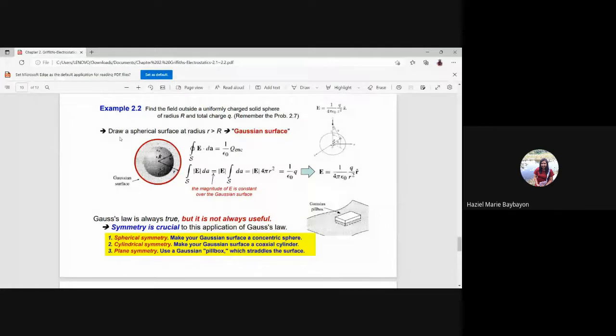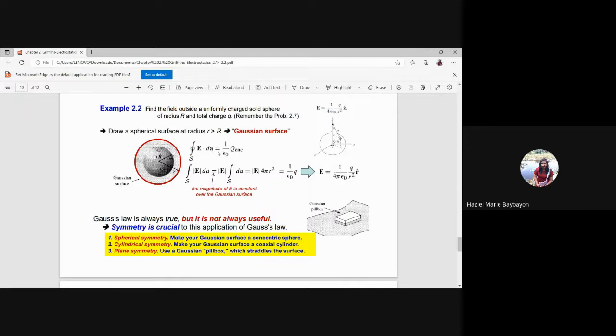So what you will do is draw a spherical Gaussian surface with radius r that is greater than R, because we want to know the field outside. First you draw the sphere with radius R, and then you draw a spherical Gaussian surface of radius greater than big R. Okay, and then using Gauss' law, you have this one.